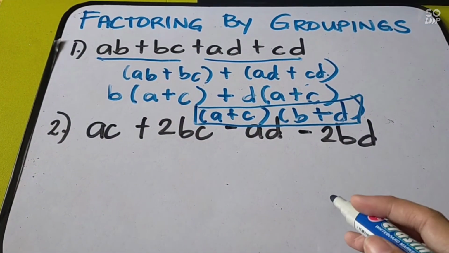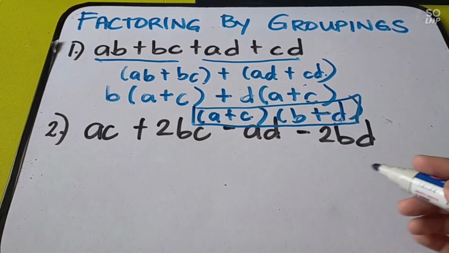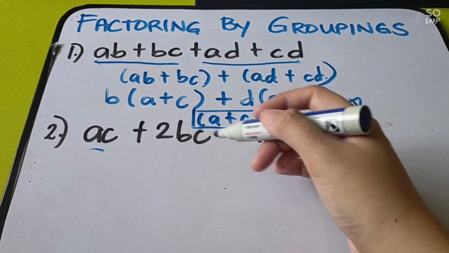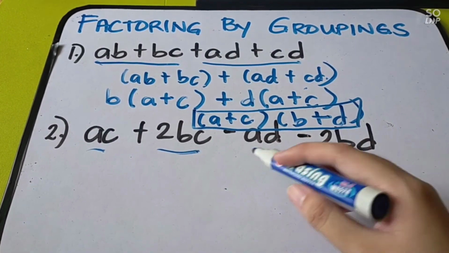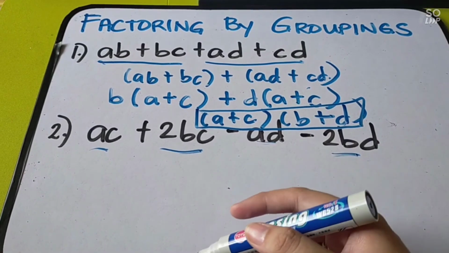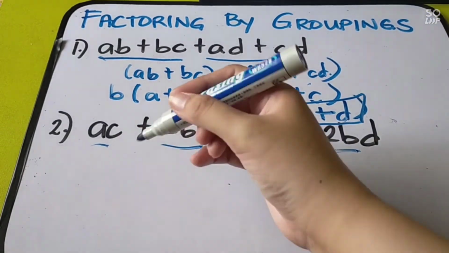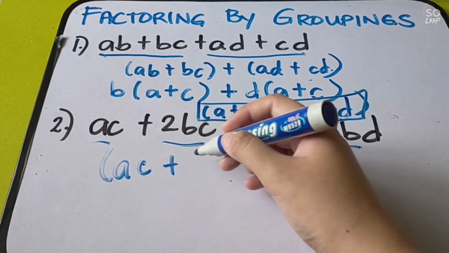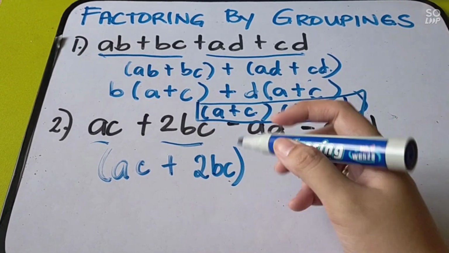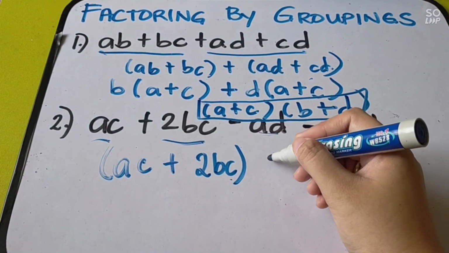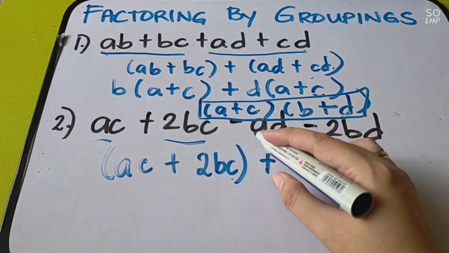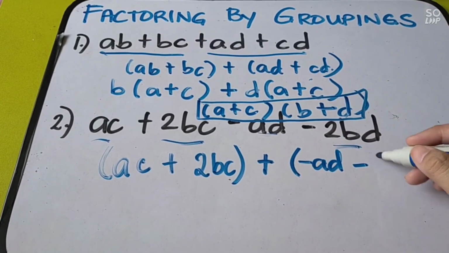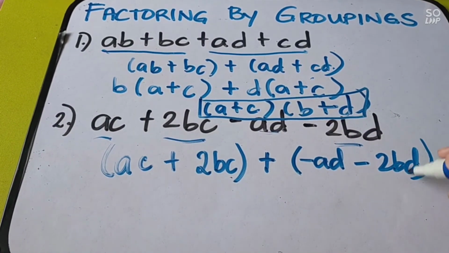So, isa pa. Let us group. Yung merong common ulit. So, ito, may common dito. Ito common, tsaka ito, may common din yan. Diba? May common sila. Then, this one and this one. So, we have here, open parenthesis, which is AC plus 2BC. Yun na lang, yung magkatabi na lang. Then, plus. We have here negative AD minus 2BD. Ayan.